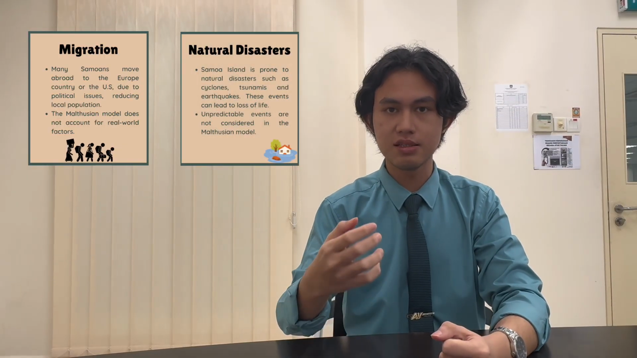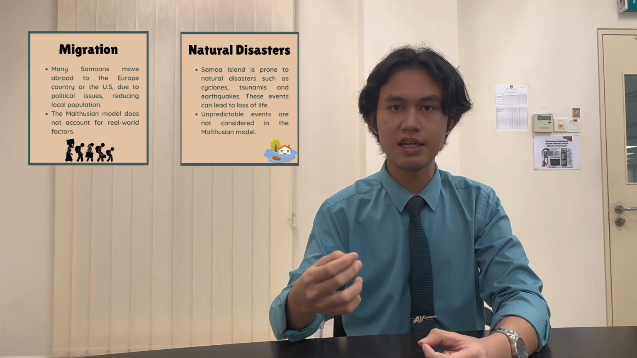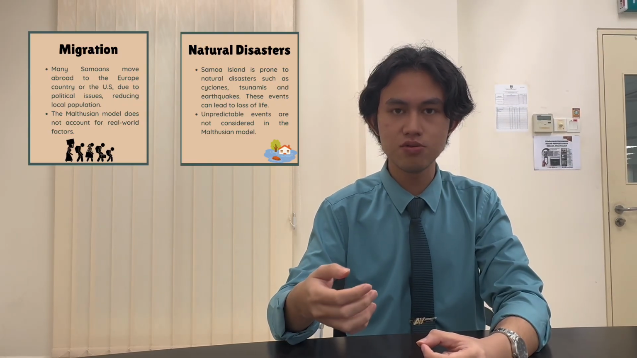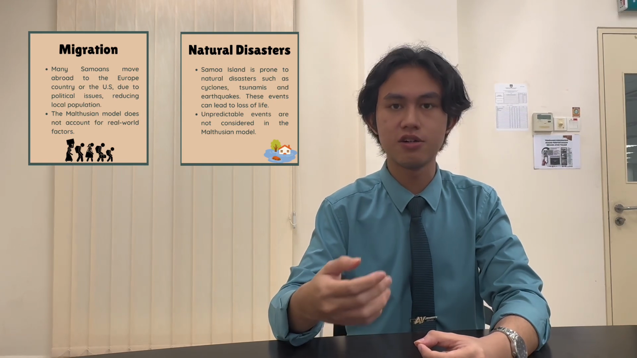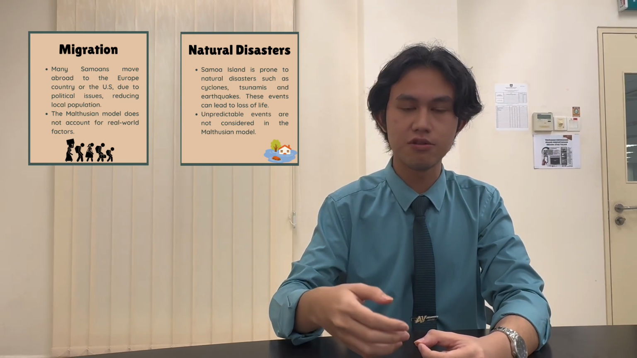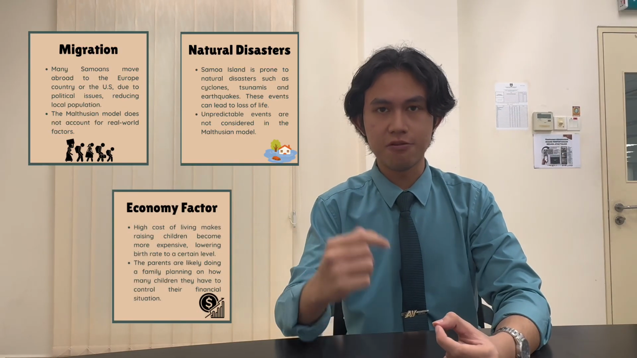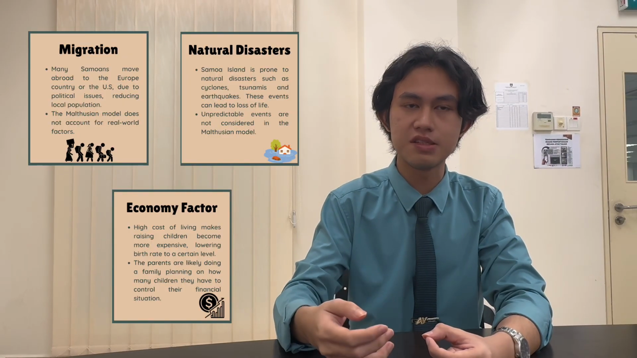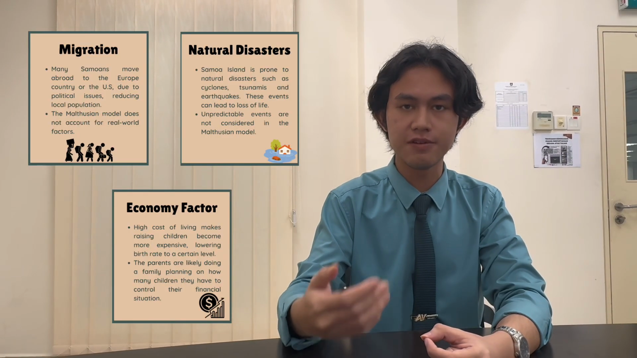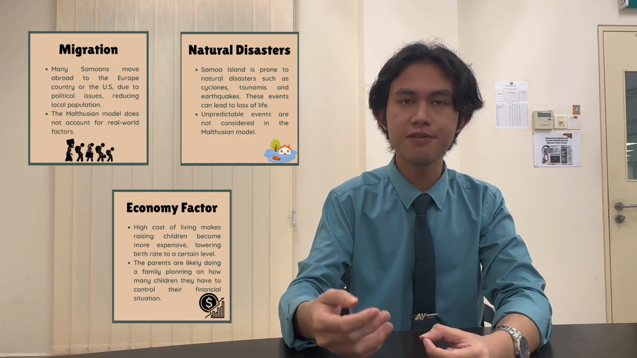The second one is natural disaster. The Samoa Islands is prone to natural disasters such as cyclones, tsunamis, and earthquakes. These events can lead to loss of life. In the Malthusian model, unpredictable events are not considered, causing a flaw in our estimate value. The third one is economic factor. In this era, the higher cost of living makes raising children more expensive, lowering the birth rate to a certain level. The parents are likely to do family planning on how many children they have in order to control their financial situation.